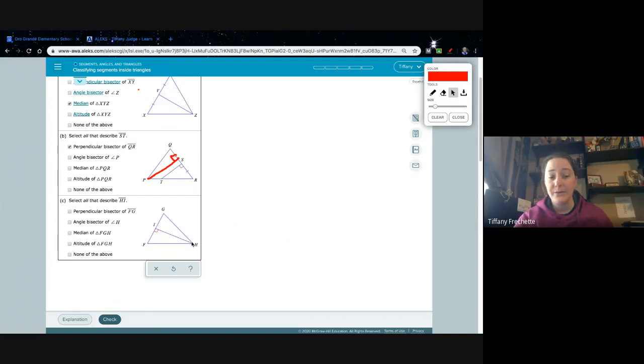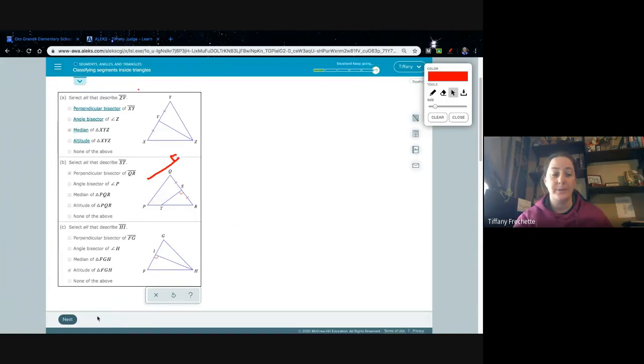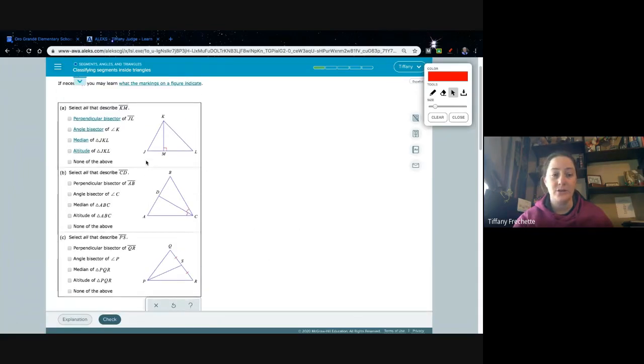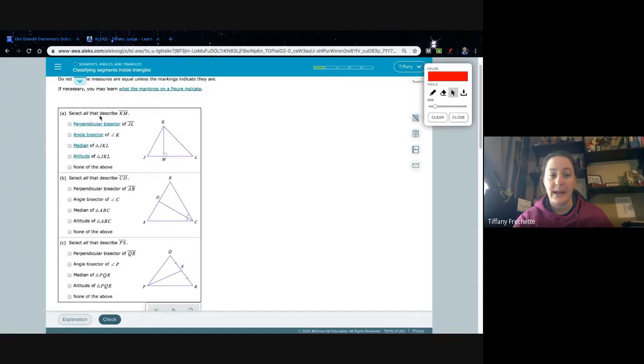Altitude, it's going from the vertex straight down, and it has a 90-degree angle, so it's perpendicular to the opposite side. That is the definition of altitude. So let's click check, and we get our point. Okay, so I don't know how much we're going to go through each little piece in the next one. I'm just going to go through and see what I have. So KM, I can see it's going through the vertex, and it's perpendicular, so we call that an altitude.